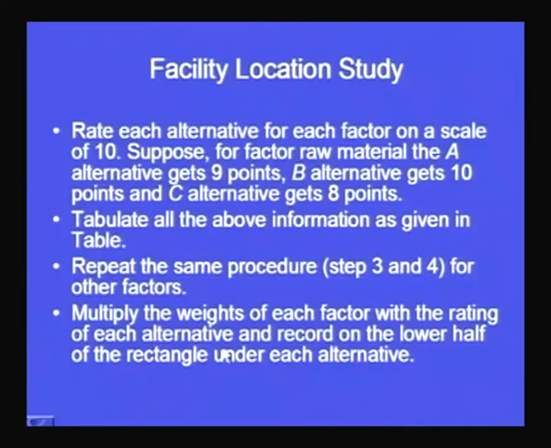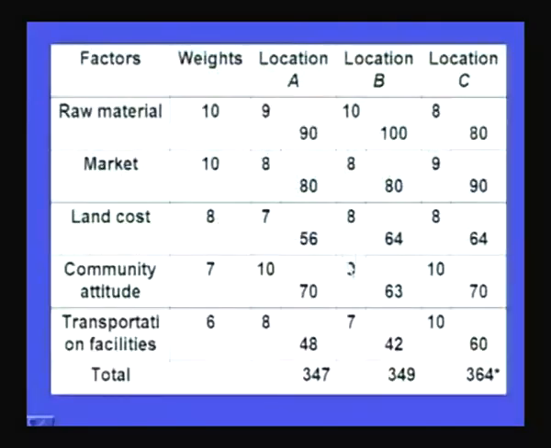Now we have given the rating to each alternative for each and every factor and record on the lower half of the triangle under each alternative. Now you can see raw material has been given the weightage 10, community attitude has been given the weightage 7, land cost has been given the weightage 8, transportation facilities have been given the weightage 6. So relative weights are given, marks are given out of 10 for each location. Now for raw material, location A has been given 9 marks, location B has been given 10 marks and location C has been given 8 marks.